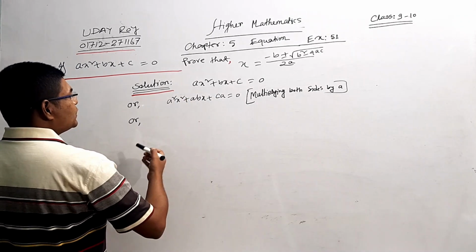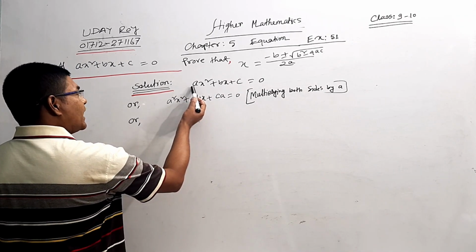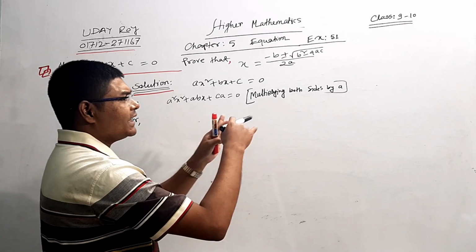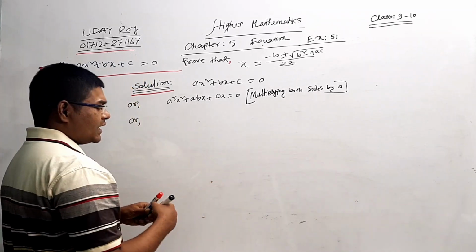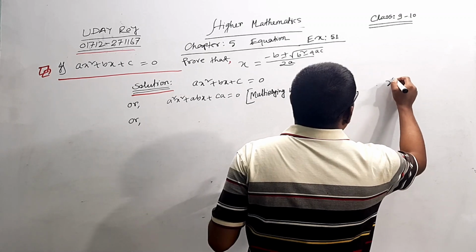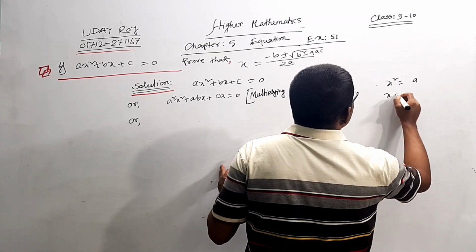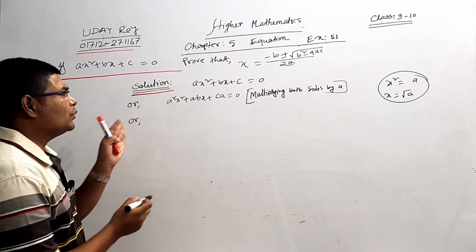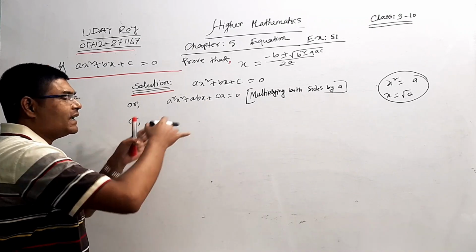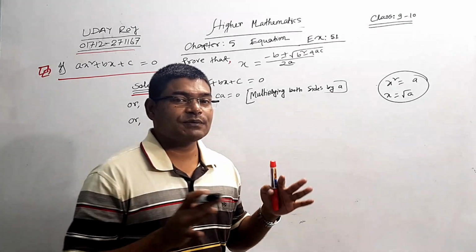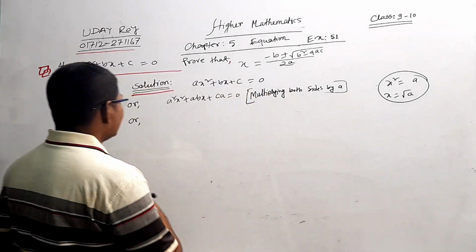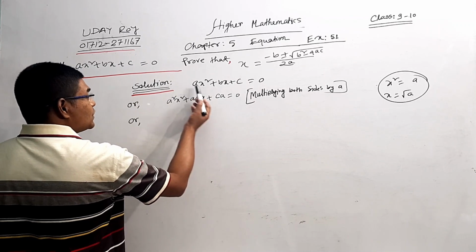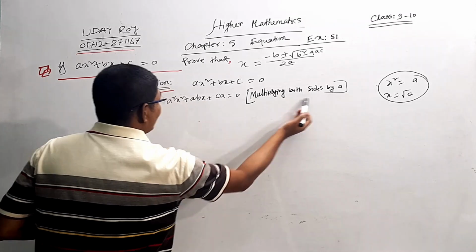So we'll have to bring a square. Then we convert the left hand side into a plus b whole square type, just follow the board. If x square equal to a, then x equal to square root of a. So we will have to convert the left hand side into a plus b whole square position. Here is x square, so how is it possible to bring a square here? For this I multiply by a on both sides.